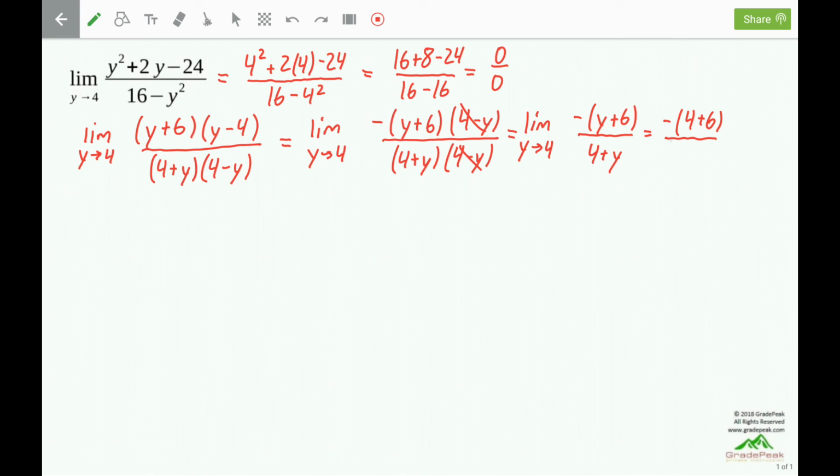We're going to have in the numerator negative 4 plus 6, in the denominator 4 plus 4. 4 plus 6 is 10, so we will have negative 10 divided by 4 plus 4, which is an 8. Negative 10 over 8 can be reduced by a 2, and that'll become negative 5 over 4.